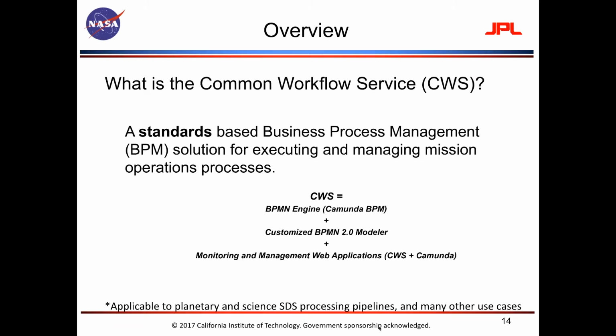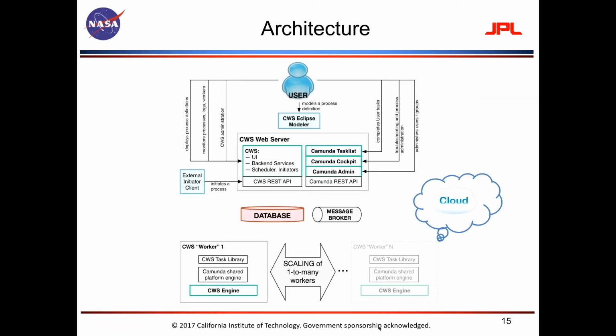So I will show you some screenshots of this later on. At a high level, the architecture looks something like this. We have a central web server where we have CWS, which is a web application alongside of the Camunda web apps. So we're currently using task list, cockpit, and admin, and we take advantage of the REST APIs as well. And again, we also use a database as Camunda recommends, or as actually needs.